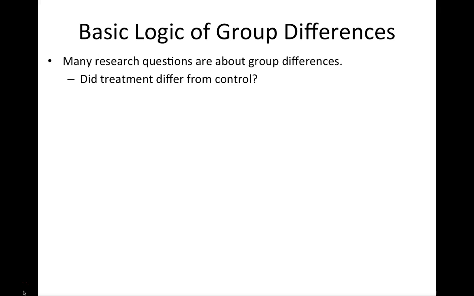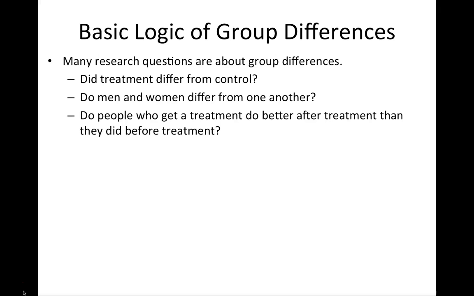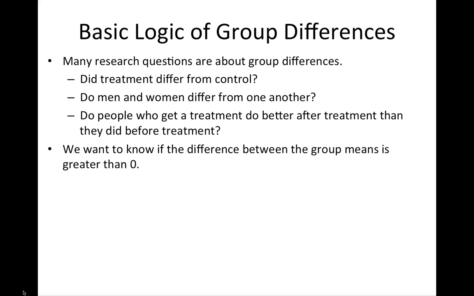So let's first talk about the basic logic of group differences. A lot of our research questions are about group differences. So for example, did treatment differ from control? Do men and women differ from one another? Do people who get a treatment do better after treatment than they did before treatment? And in all of these, we want to know if the difference between the group means is greater than 0.